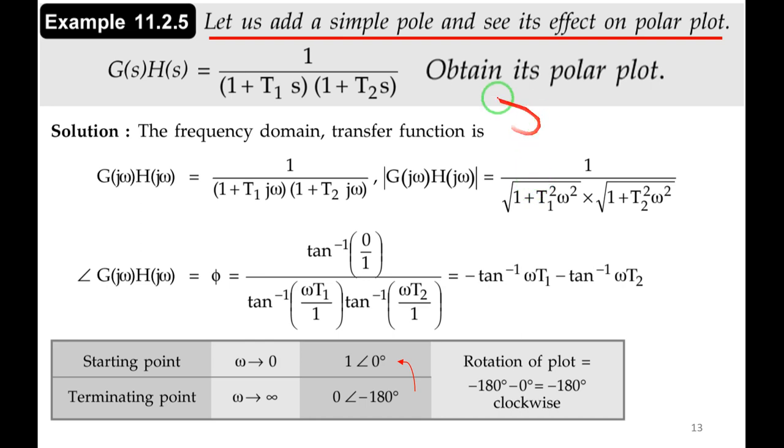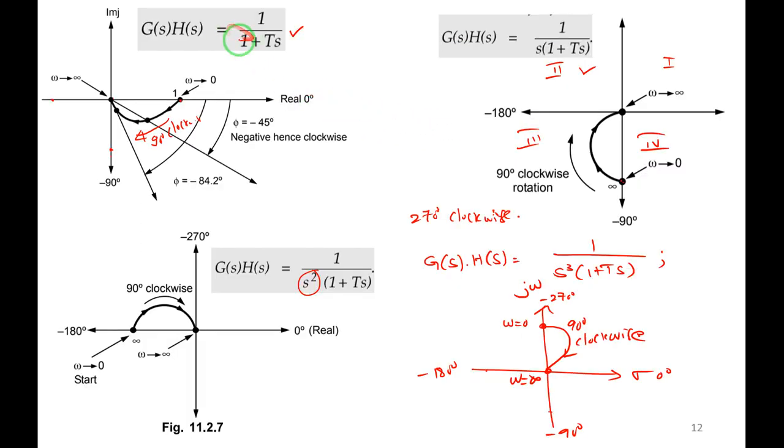Next, we will see another one. So we have seen 1 plus ts. This is a simple pole. If I add one more simple pole to this, let me call it 1 plus t1s and 1 plus t2s. If I add one more simple pole, what will happen? Instead of adding a pole at the origin, let me add one more simple pole. And if I add a third simple pole, t3s, this is t2s. We will see what happens for this simple pole. So let me scratch it. We will continue.